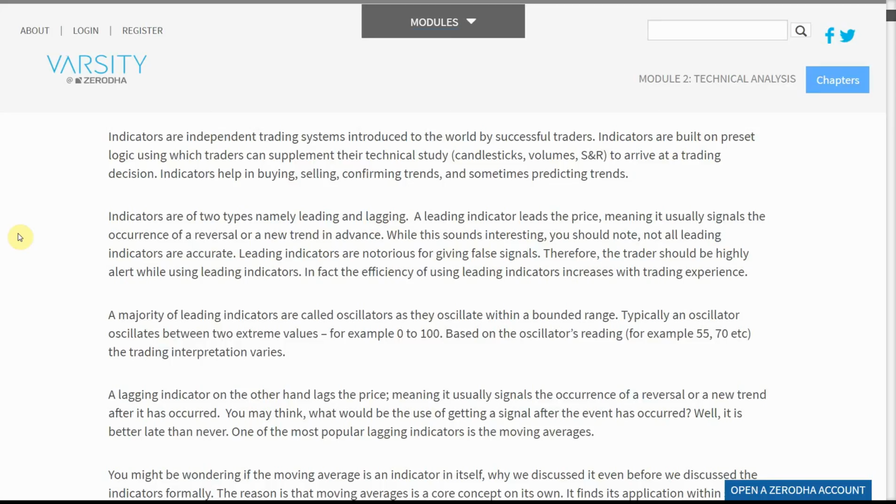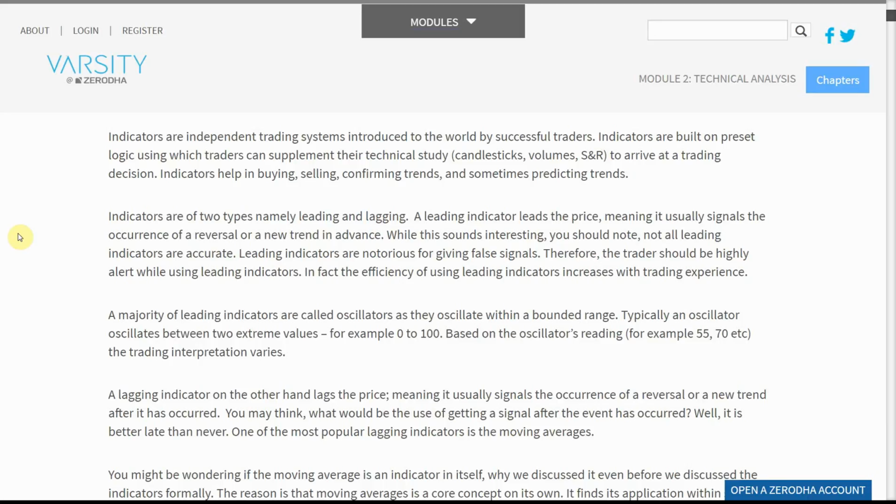A majority of leading indicators are called oscillators as they oscillate within a bounded range. Typically, an oscillator oscillates between two extreme values, for example 0 to 100. Based on the oscillator's reading, for example 55, 70, etc., the trading interpretation varies.